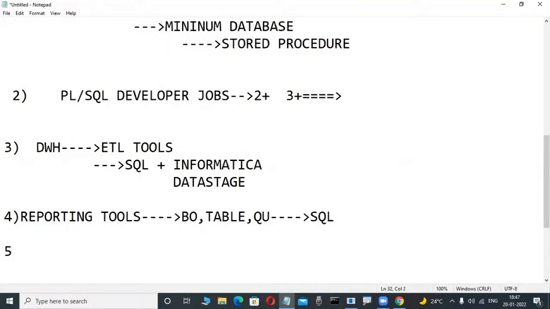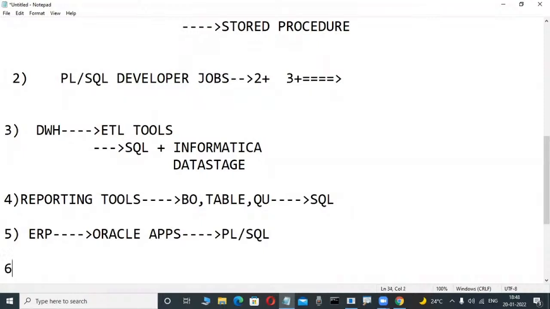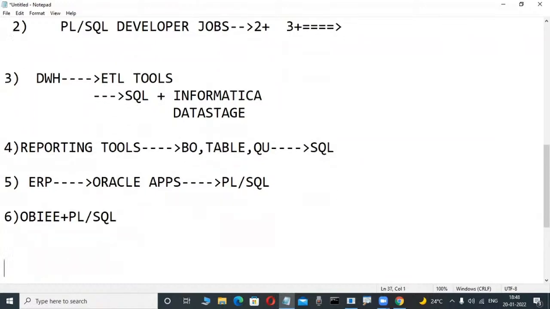Suppose some programmers are interested in the ERP side, like Oracle Apps. Oracle Apps is an ERP, same as SAP, like Oracle Applications 11. These persons need very good knowledge of PLSQL. Those persons also learn these courses. Again, OBI programmers have a product, and there are PLSQL jobs with it. Those persons also learn these courses.